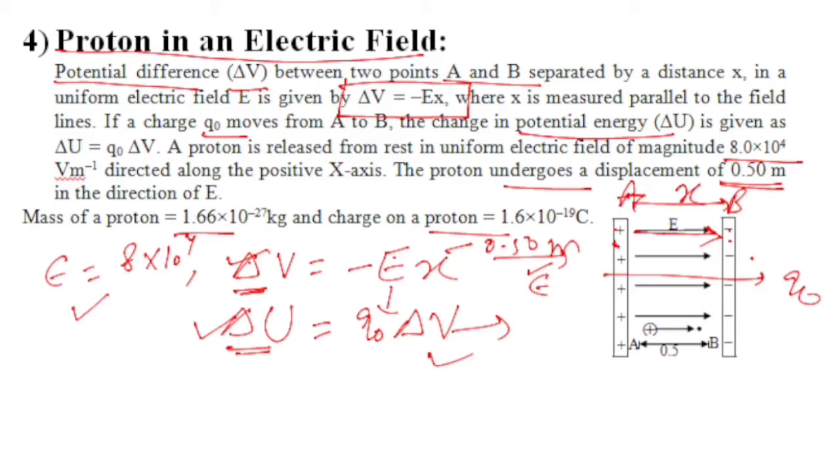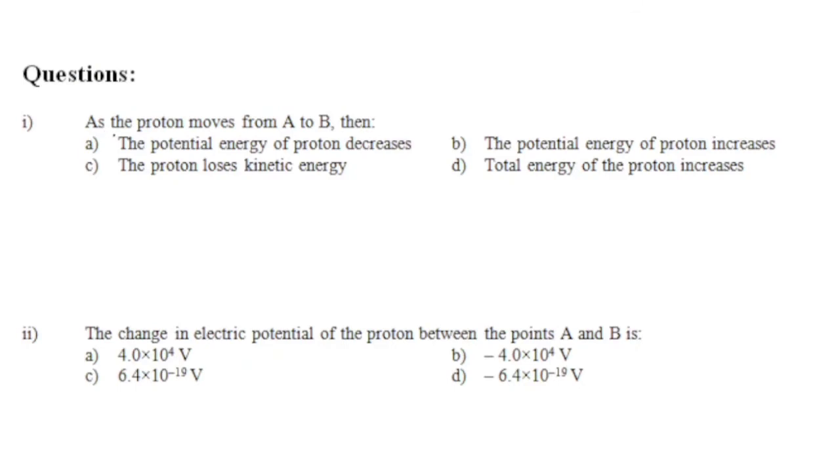Now, try to solve some questions based on this paragraph. Question 1 is, as the proton moves from A to B, you know what is given in the question. There are two plates, A and B. Plate A has positive charge, plate B has negative charge, and the distance between these two plates is x. The direction of the electric field is this one, right?